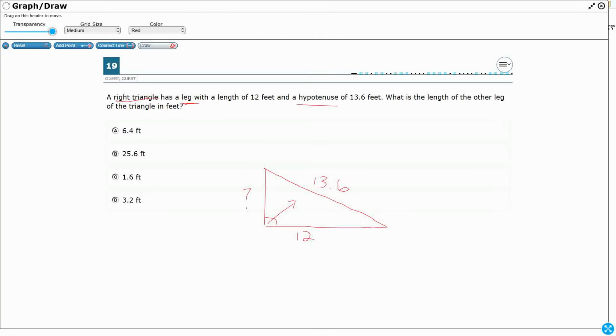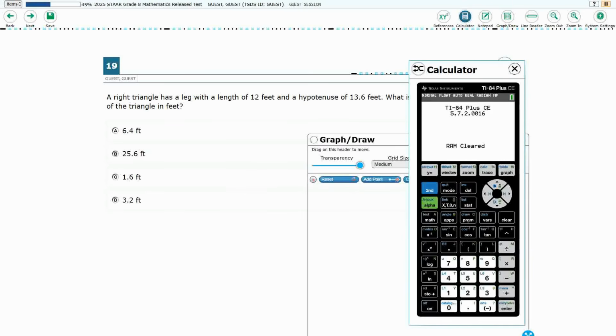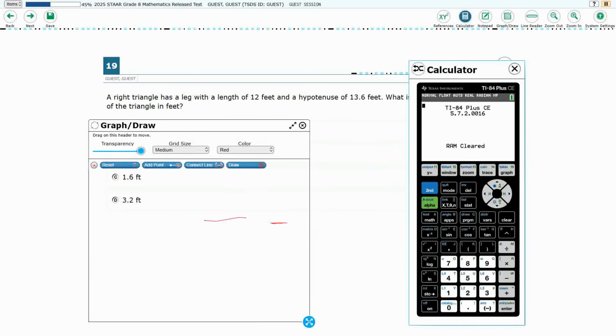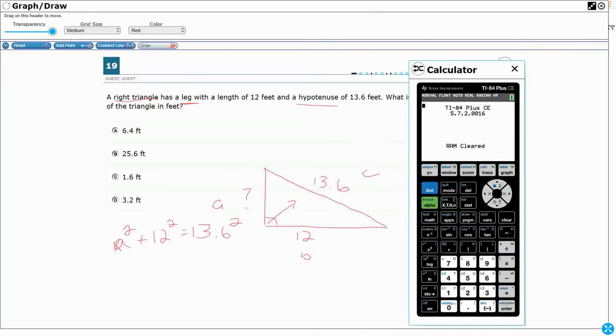All right, well, remember, a squared plus b squared equals c squared. So I'm going to make this x. Well, we'll just keep it as a. No point changing the value there. So a squared plus my b squared is going to be 12 squared, and then I've got 13.6 squared. All right, let's get our calculator out.